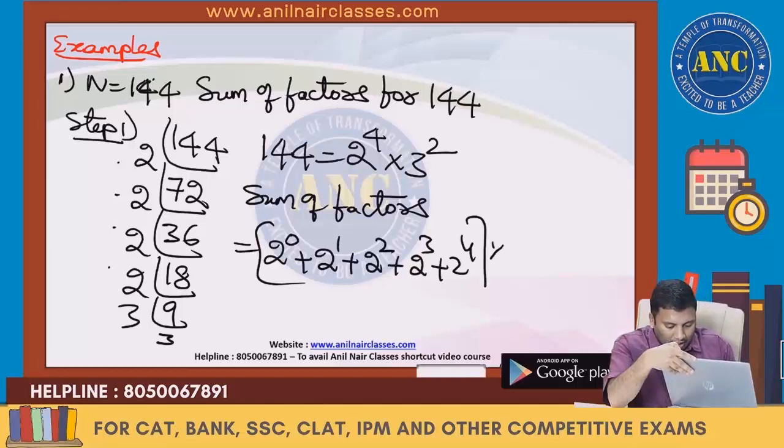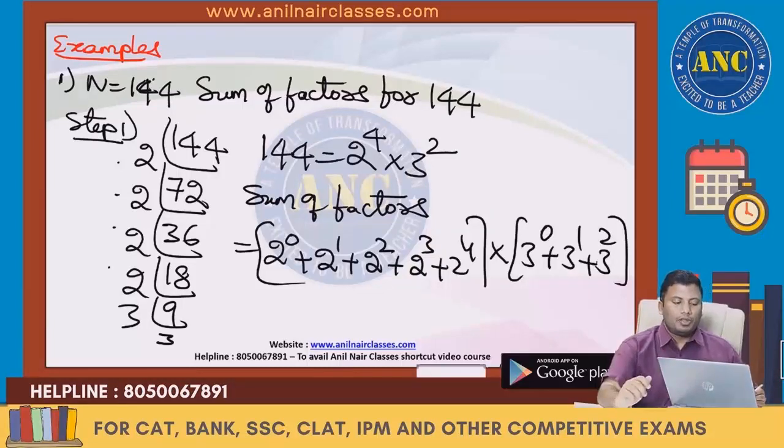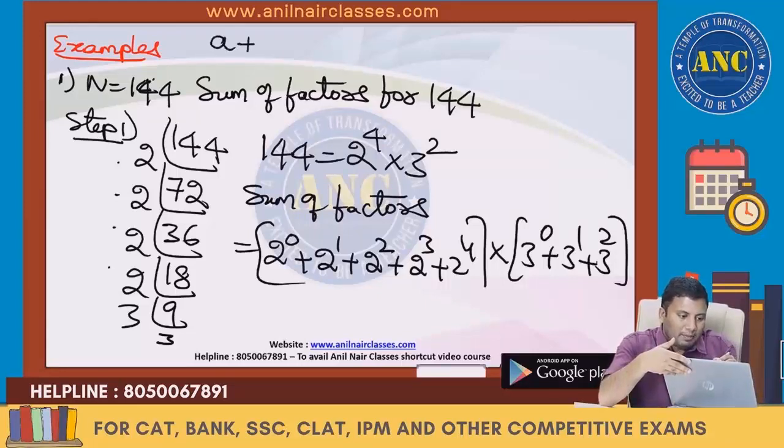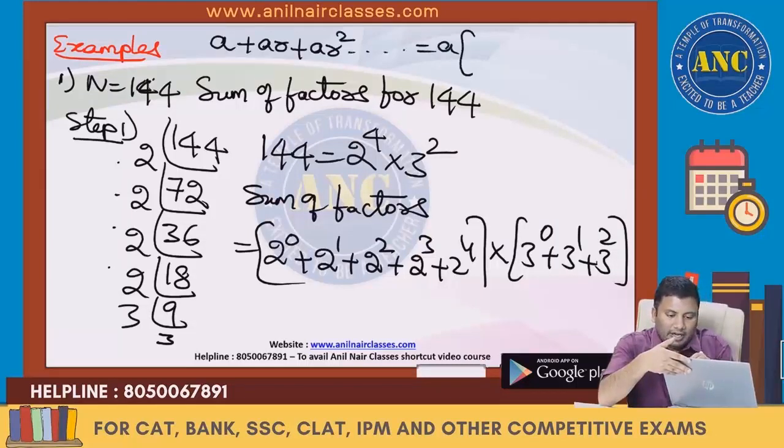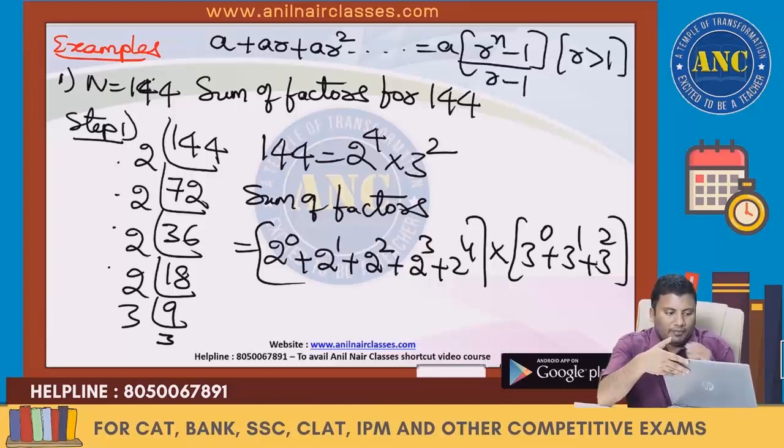Then write down from the lowest power of 3: 3 power 0, 3 power 1, 3 power 2. In case you know the GP series, A plus AR plus AR square and so on is given by A into (R power n minus 1) by (R minus 1), where R is greater than 1. This is the sum of the GP series.